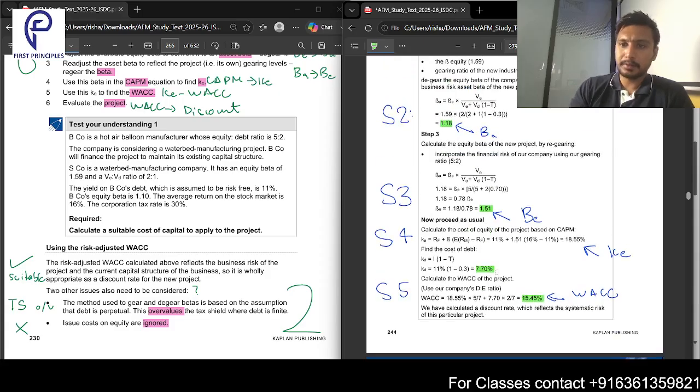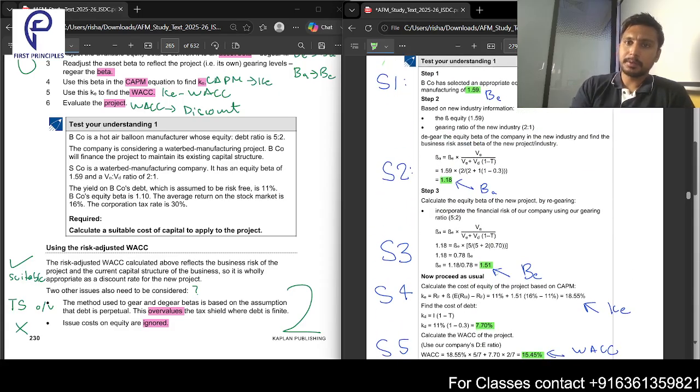Okay, these are the 5 steps here for us. Step 1, we take the equity beta of an appropriate proxy company. Step 2, once we have got that, we convert that equity beta into asset beta. Then once we have got the asset beta, we convert it again into equity beta, but here we take the capital structure of the new project or the company after the project. And then we calculate the KE, use the KE to calculate the WACC, use the WACC and discount.